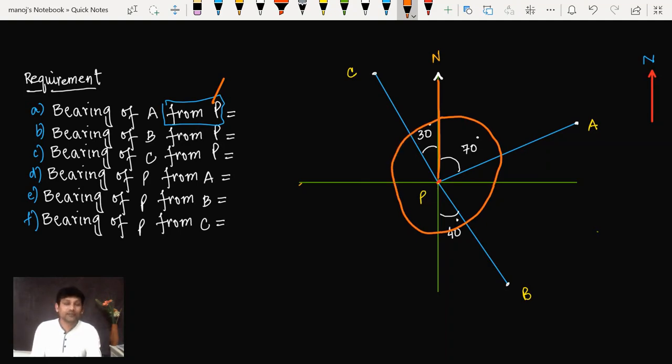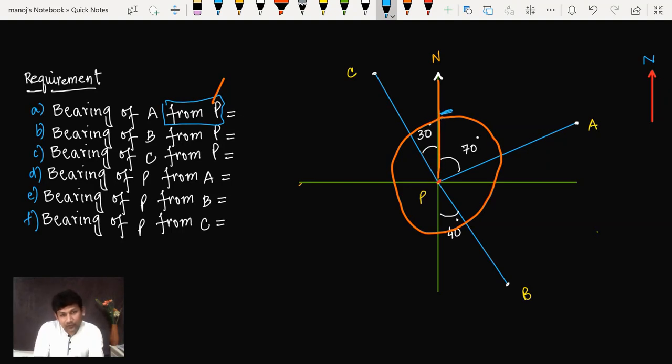Okay, this is the method actually. What's the method? I will draw a circle at point P. P is here. I have drawn a circle. Now, where is the north at P? North is here.